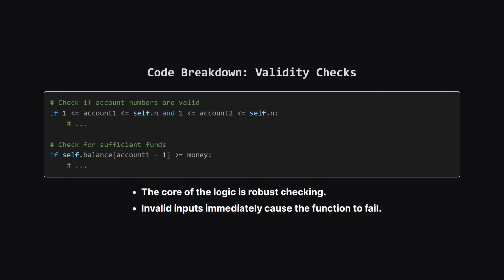The most important part of this entire problem is getting the validity checks right. Before we touch any money, we ask 2 questions. First, do these accounts even exist? This check ensures the account number is greater than or equal to 1, and less than or equal to n, our total number of accounts. Second, if we're moving money out of an account, we ask, is there enough cash? We check if the balance at the correct index, remember, that's account number minus 1, is greater than or equal to the money being moved. If either of these checks fails, we immediately return false.